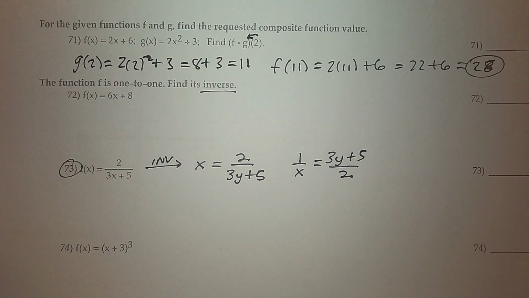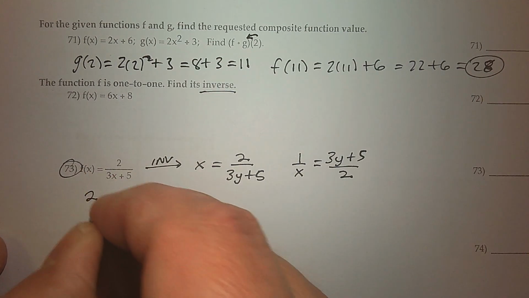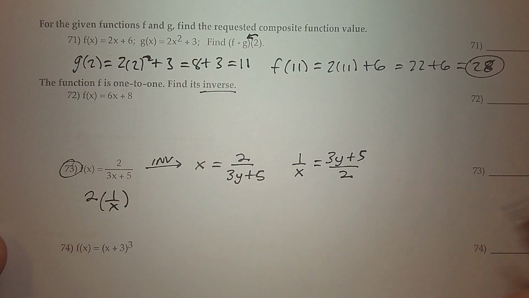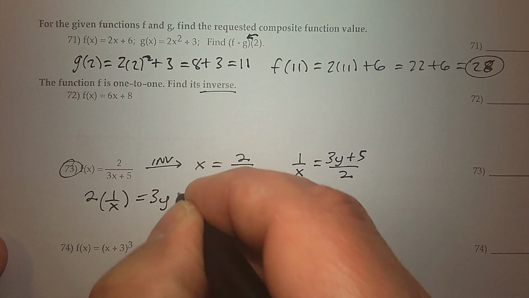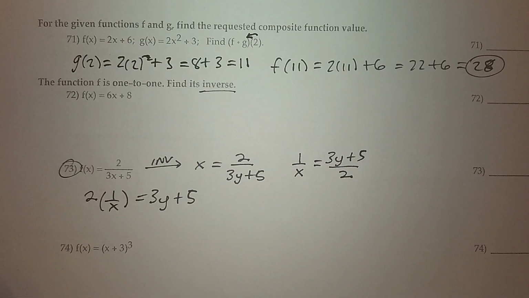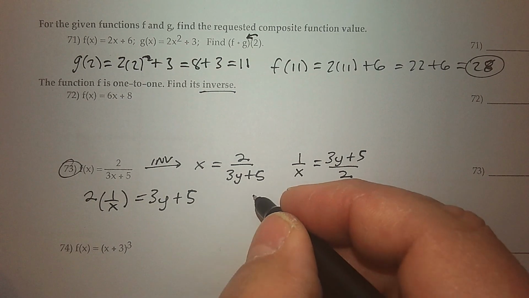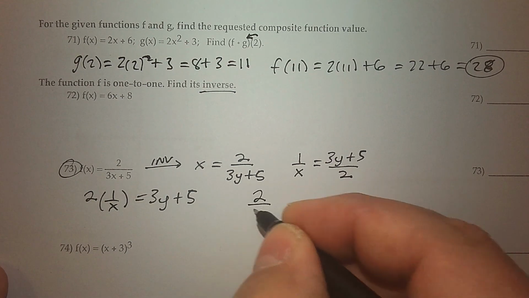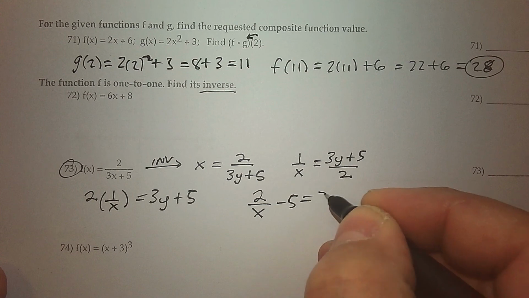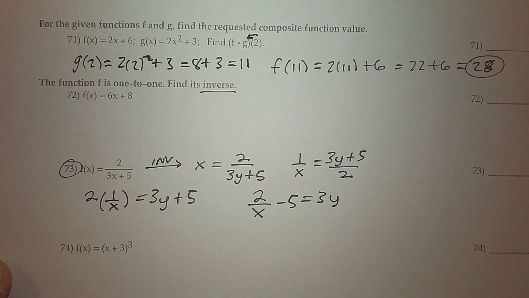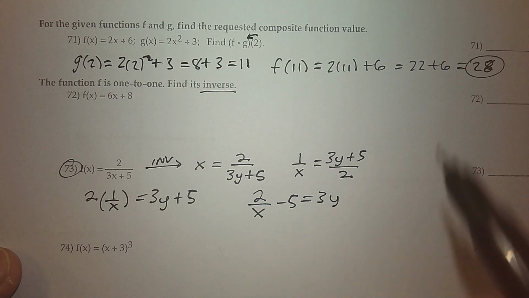What would you do next to get y by itself? What's the inverse of dividing by 2? And when you multiply times 2, what would be the next step to get y by itself? Nope, the other one. Subtract 5. And then what would the last step be? Divide by 3.